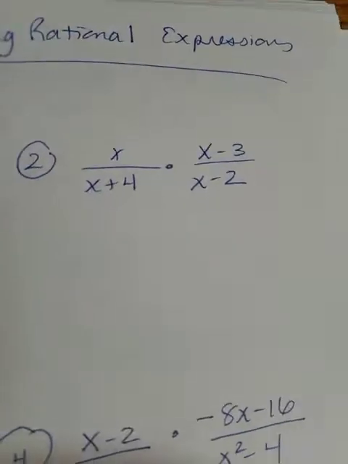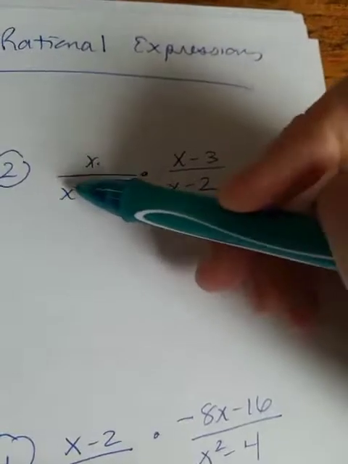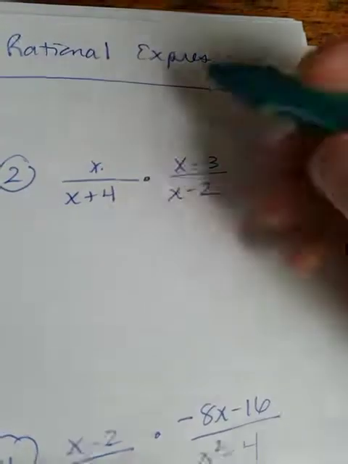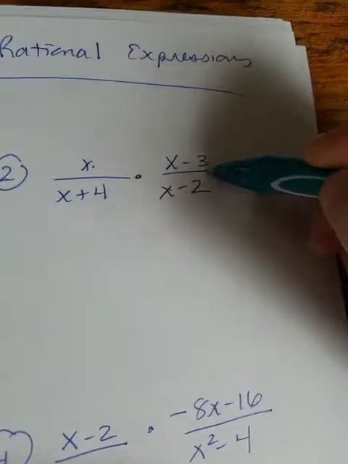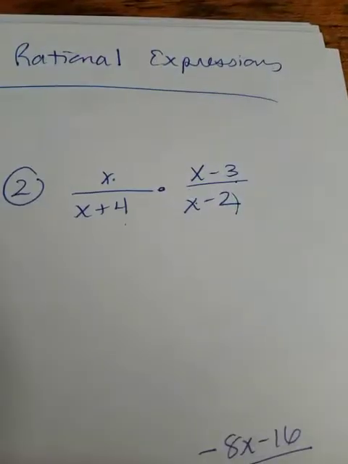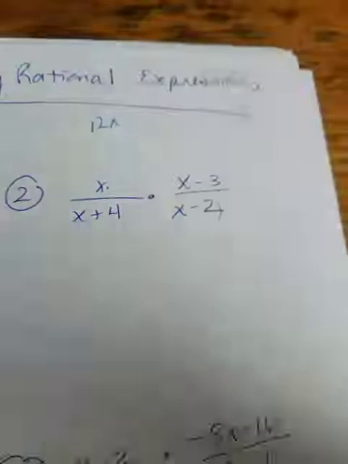Number 2, again, you look to try to factor. There's nothing you can factor. You cannot cross off this x with this x, or this x here with the x in the denominator. Why? Because this x here is part of the quantity, the binomial x plus 4. This x here is part of the x minus 3, and this is part of the x minus 2. You can only simplify, meaning cross out, if terms are being multiplied together, like 12x. Those could be separated.